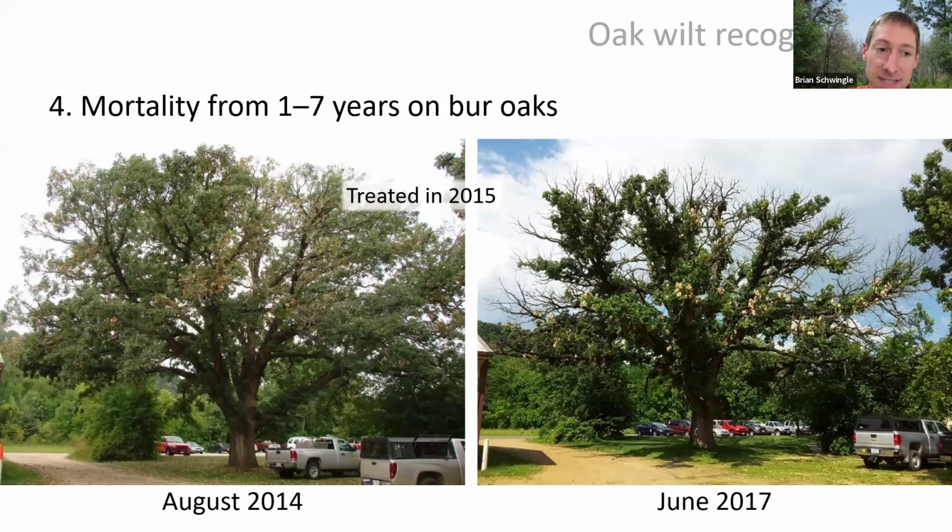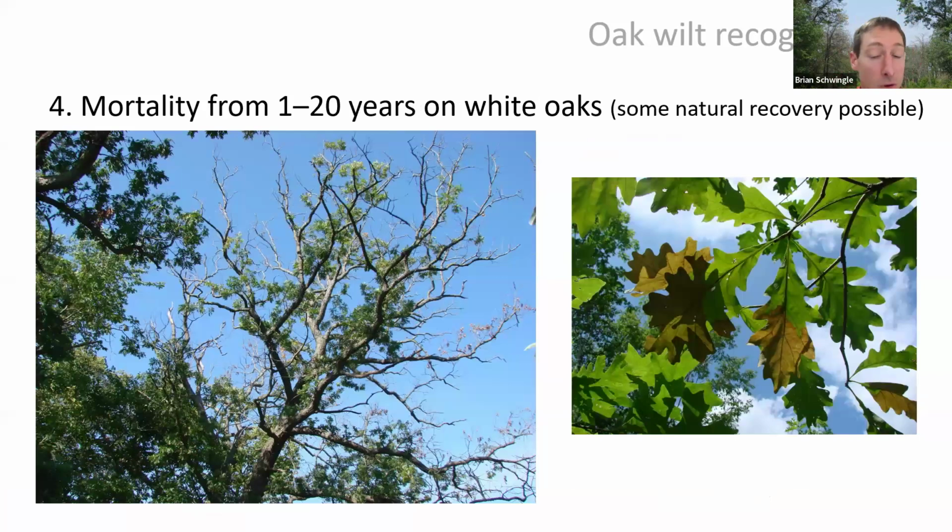So in here you can see kind of what happens. Similar symptoms, you get rapid leaf drop, but instead of the whole crown, it'll occur on 1 to 2 branches. And then with our white oaks, they'll die in a much slower way, over 1 to 20 years. And some white oaks can recover from a light infection. This oak here, which I photographed near Winona, this is a white oak, and that's not going to recover. That's dying from oak wilt.